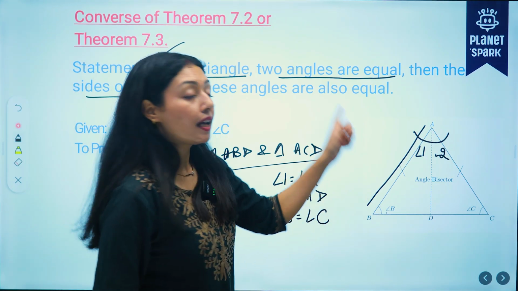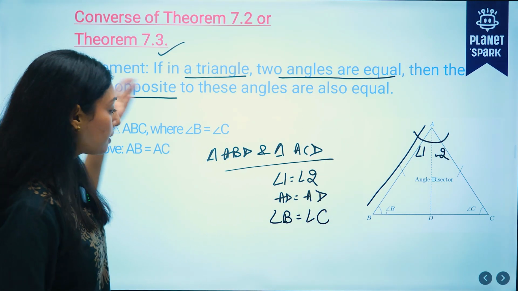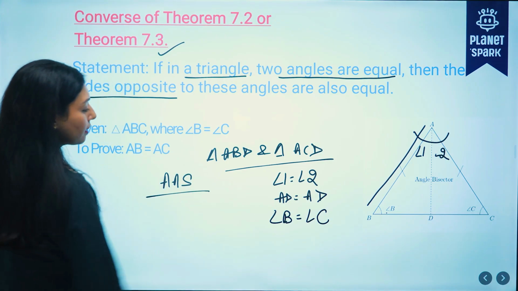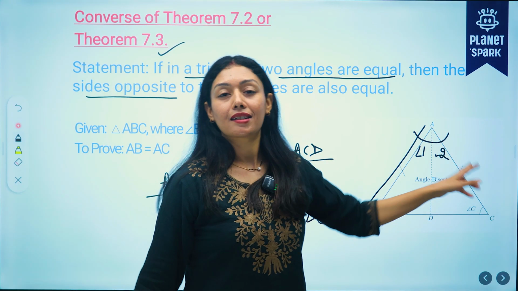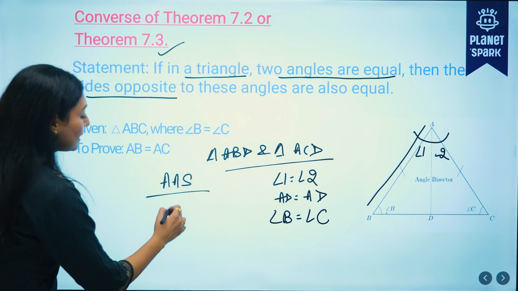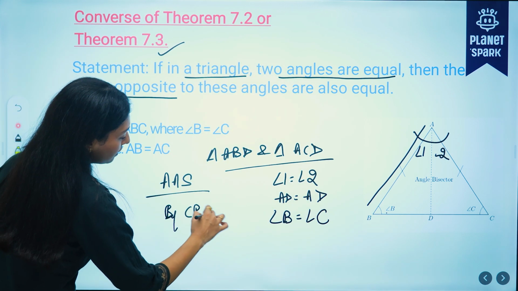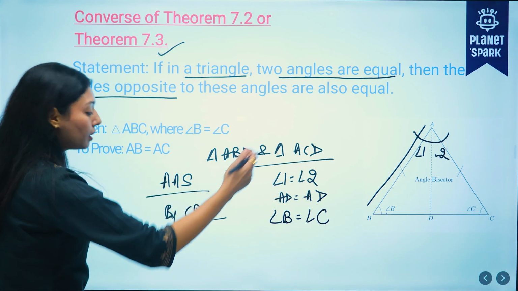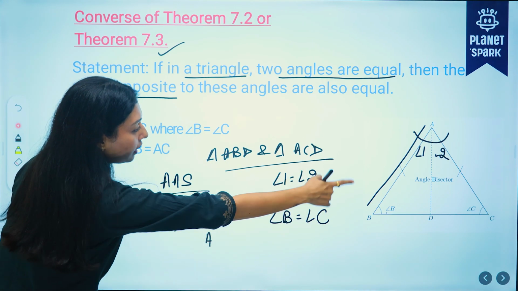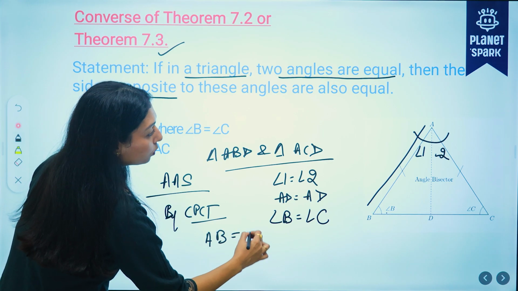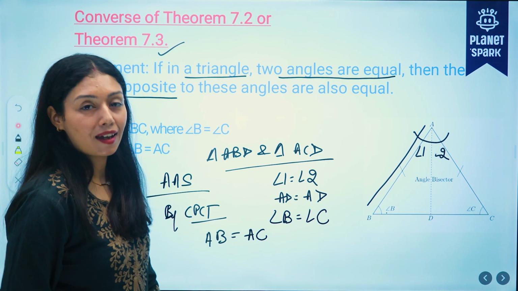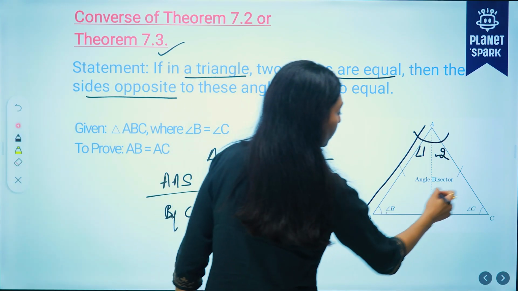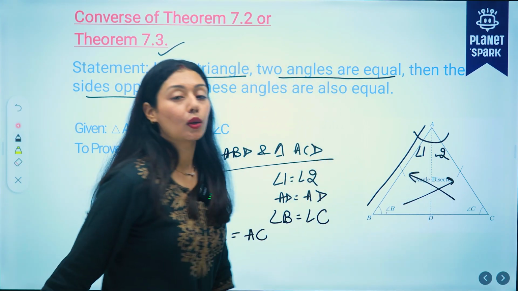So two angles and a non-included side. Which criteria are we using? Yes, AAS. So by the AAS congruence criteria, the triangles are congruent. So by CPCT, my favorite statement, we can write the rest of the corresponding parts equal. What do we need? A side. So let's write that. From this triangle AB will be equal to, yes, AC from that triangle. So we have proved that in this triangle ABC, the sides opposite to equal angles are also equal.